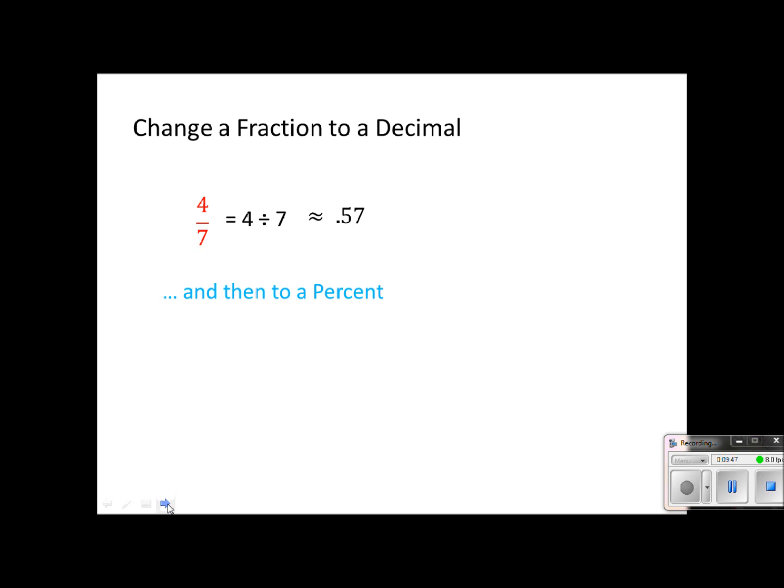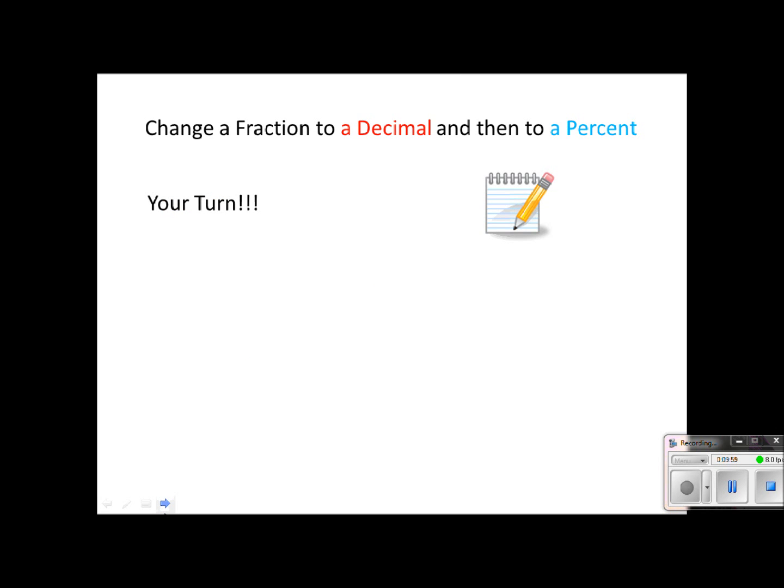And again, we'll practice this more in class because these are a little more challenging. And then just changing it to a percent, it's already the decimal in the hundredths position, so it would be 57%. Now it's your turn. So what I want you to do is put the video on pause for a second, and you're going to do 2 things. You're going to convert this fraction to a decimal, and then you're going to change it to a percent. So take a second, do that on your own.